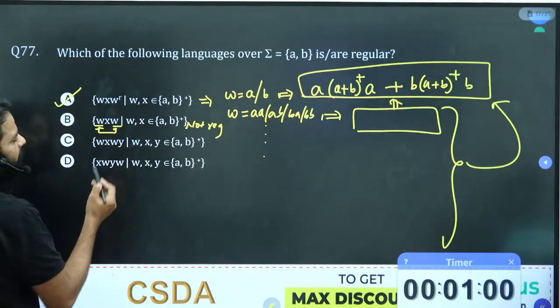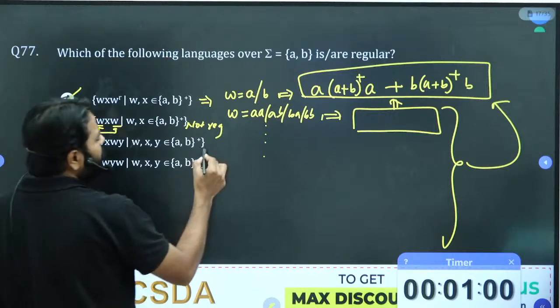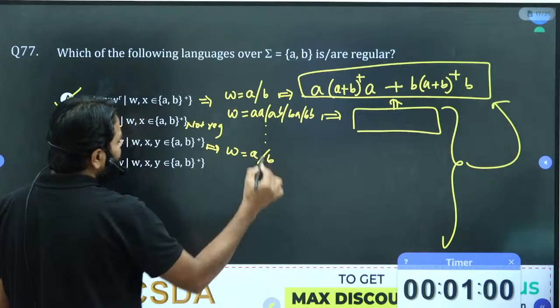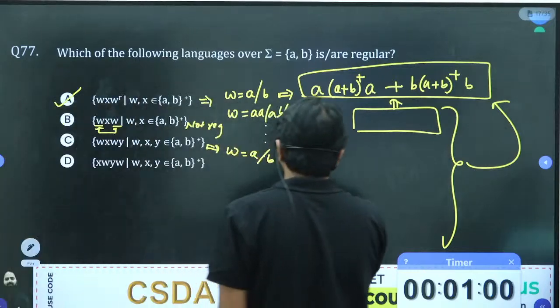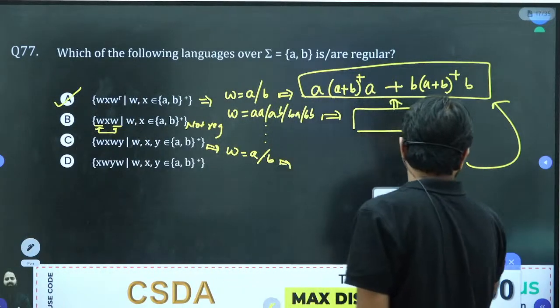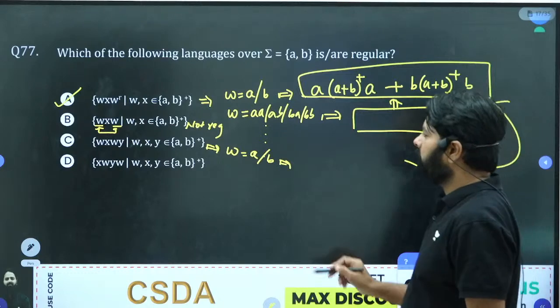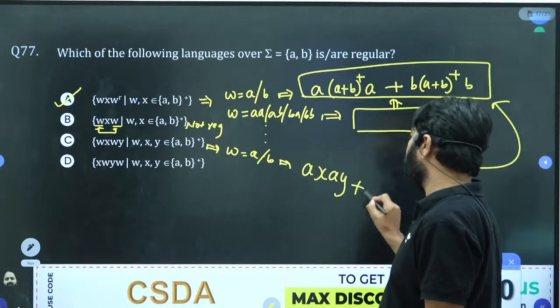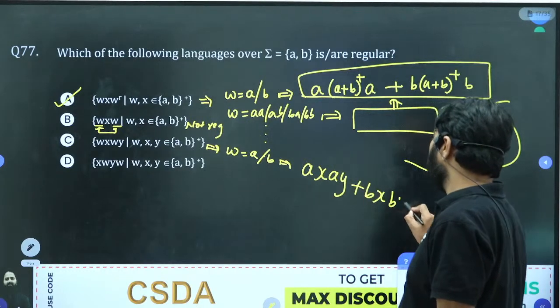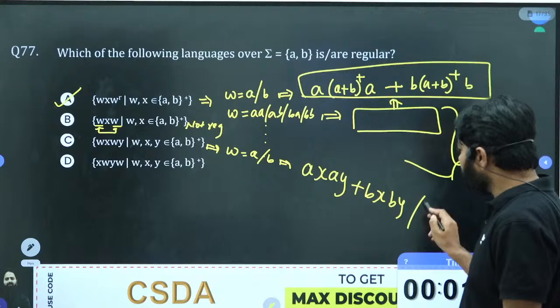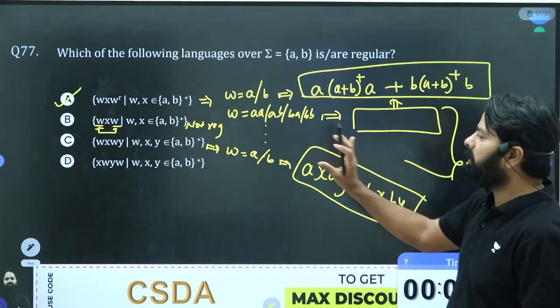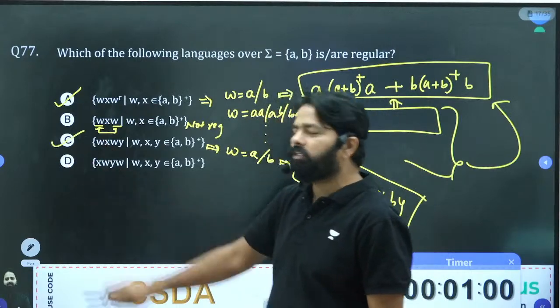And w x w y also you can handle like this. w is equal to either a or b. What happens if you do that? a x a y or b x b y. What are x and y? (a+b)+. This is going to cover every string of L. So then C is also a regular language.